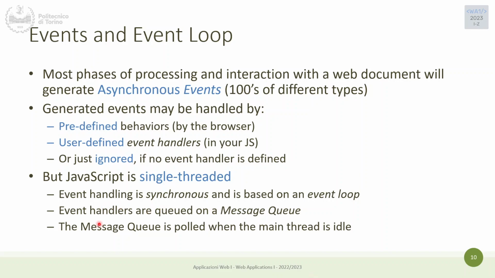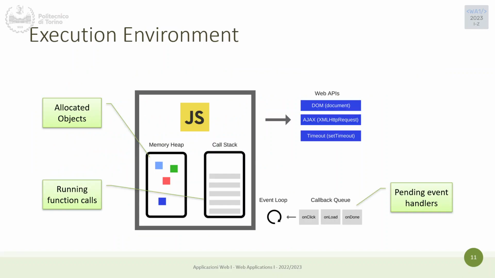Basically, the events, or the event handler functions, are queued on an object that we call the message queue or callback queue. And this message queue is managed only when the main thread is idle. So basically, when the main program is not working, we can manage the events. So let's see a schema and let's discuss it a bit, okay?